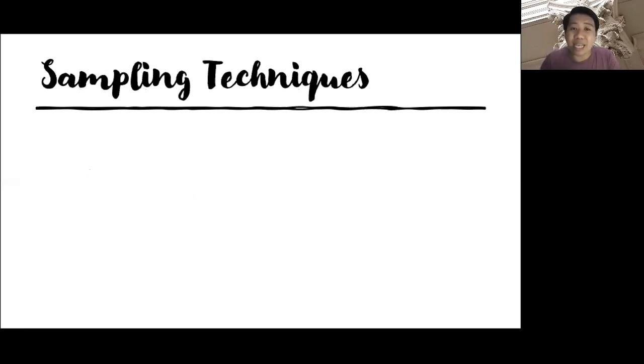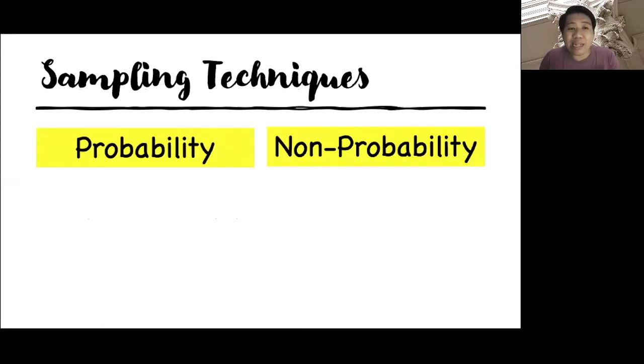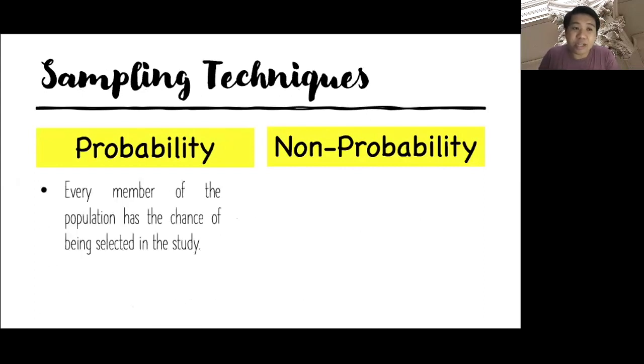So ano po ba ang sampling techniques? So these are different methods on choosing samples from the population. So mamaya po malalaman natin what are those techniques. So we have techniques for probability and non-probability. So let's define probability first. Every member of the population has the chance of being selected in the study.